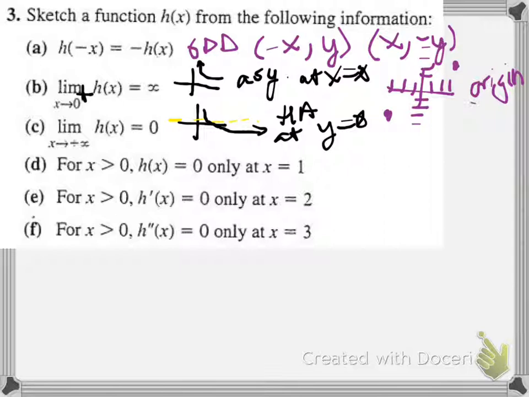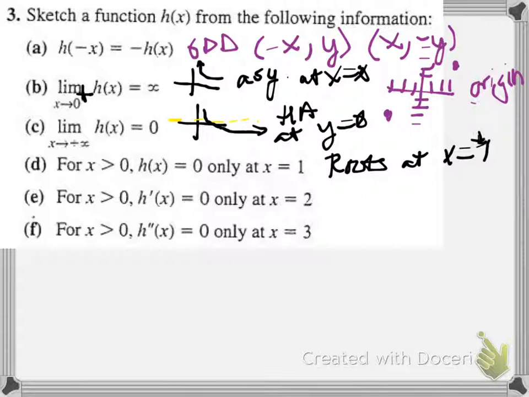Looking at D, it says for all my positive x values, h of x is going to equal 0 only at x equals 1. This is telling me where my roots are. Remember, roots are the same thing as x-intercepts. I'm going to have a root at x equals 1. But remember, since this is an odd function, not only is it going to be at positive 1, but it's actually also going to be at negative 1.